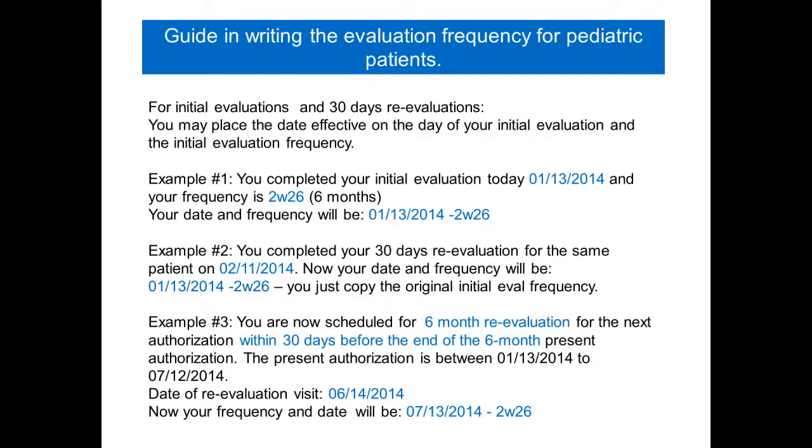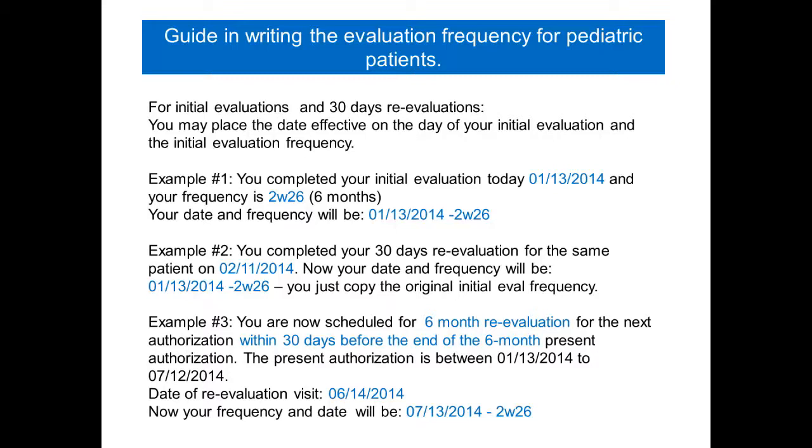Your date and frequency will be 01/13/2014, 2W26. Example number 2. You completed your 30-day re-evaluation for the same patient on 02/11/2014. Now your date and frequency will be 01/13/2014, 2W26. You just copy the original initial eval frequency.